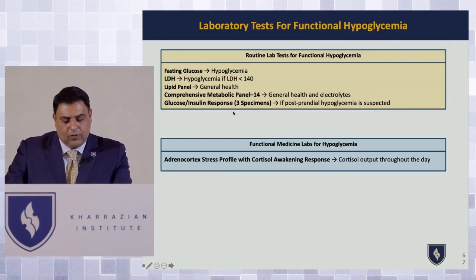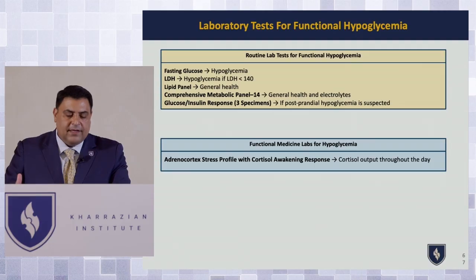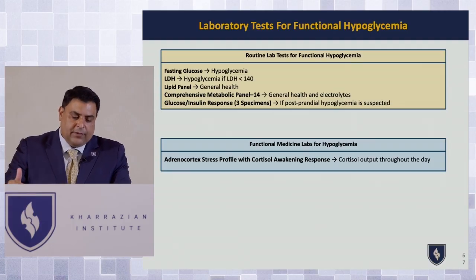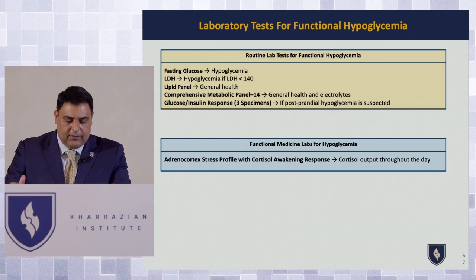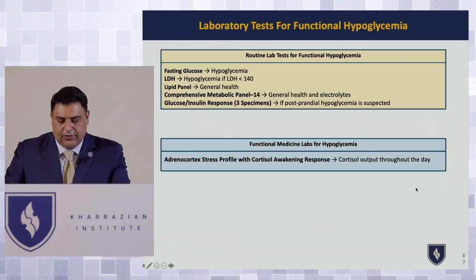This is the name that LabCorp uses, which is just the lab that's the most common, the biggest lab in the US. But this is where they measure glucose and insulin at baseline, 1 hour later, and then 2 hours later. And sometimes you won't see their hypoglycemia unless you test glucose levels that way. And one of the most important functional medicine tests to do with people that have hypoglycemia is to do an adrenal stress profile with the cortisol awakening response, so you can see if they have adequate function there.